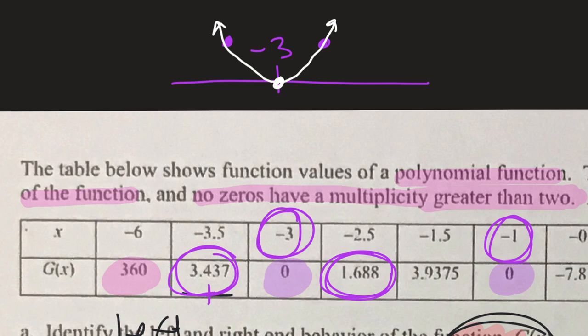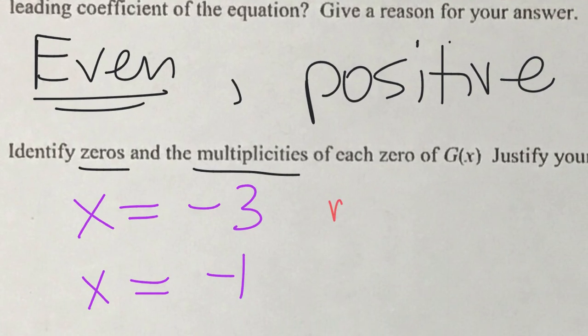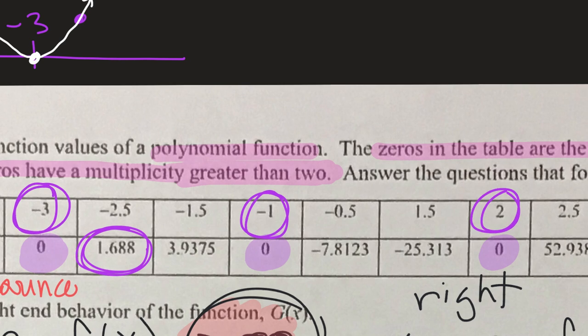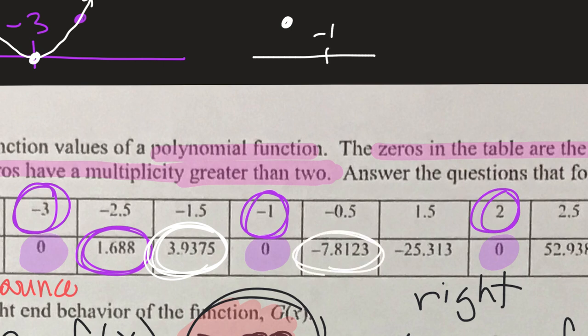And if the graph bounces, what can we say about the multiplicity? 2. It has a multiplicity of 2. So the -3, 0 has a multiplicity of 2. Okay, let's move over and look at -1 and do that same type of a sign analysis. At -1, the left side is positive, right? There's a positive on the left side. 3.999 is positive. And on the right side, the graph is negative, which means that the graph has to cross. So at -1, the graph will cross.